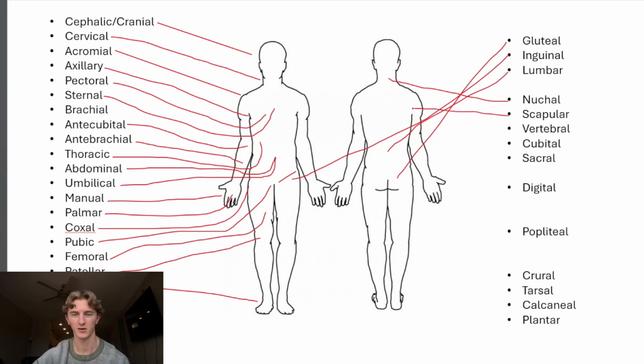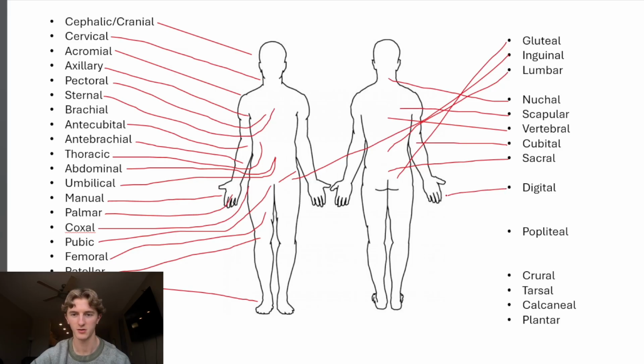Scapular is just going to be right on our scapula, kind of lateral to the midline of the body and very superior on the back. Vertebral is just going to be our spine as a whole, so the spine runs all the way down from your neck almost to your buttocks, so that whole region right on the spinal cord is going to be vertebral. Cubital is going to be the posterior part of your elbow, so just the back side of your elbow. Sacral is going to be the most inferior portion of your spine, again kind of right above your gluteal region.